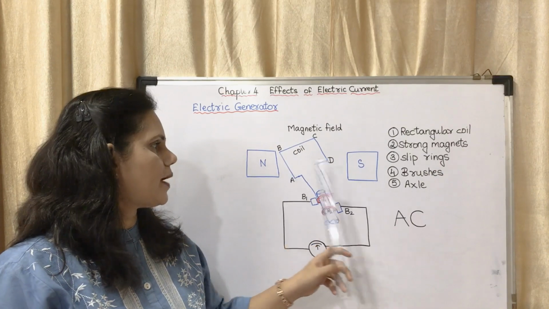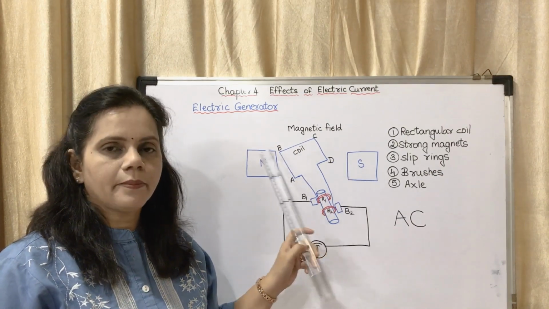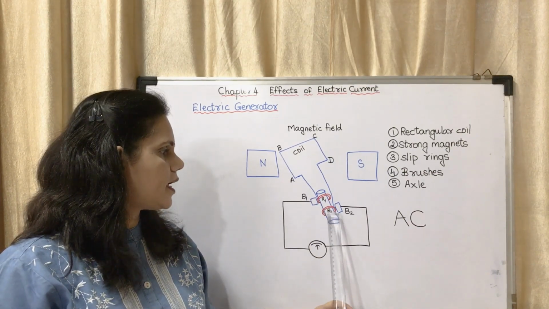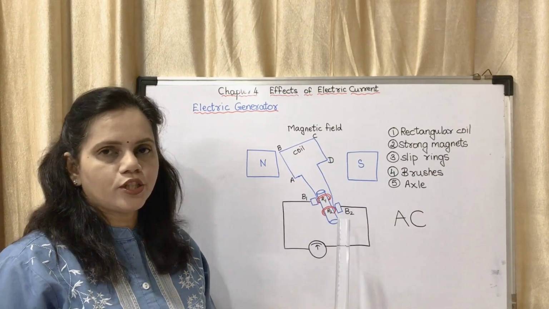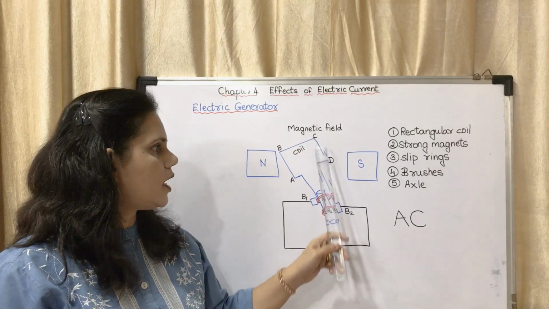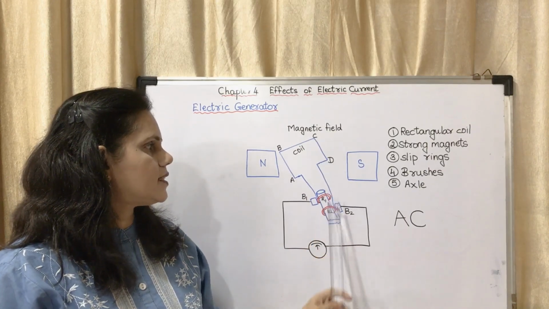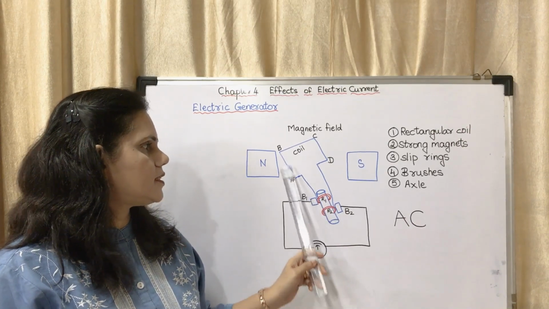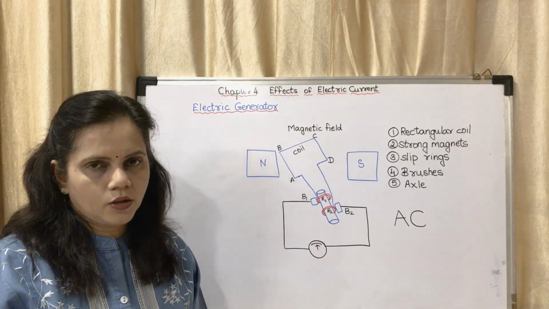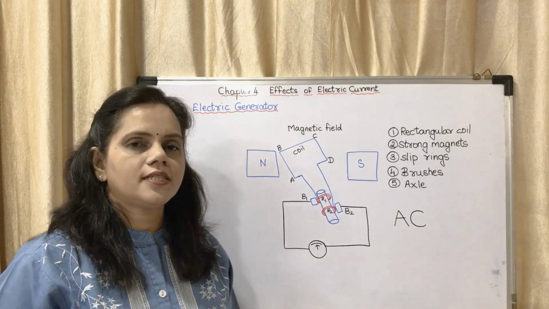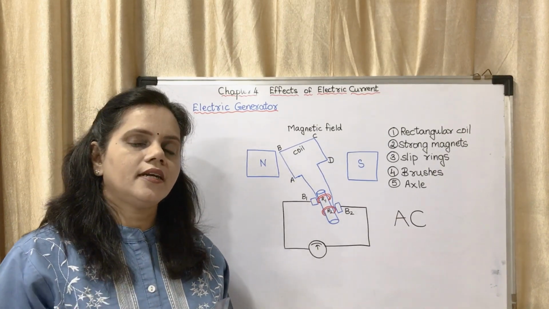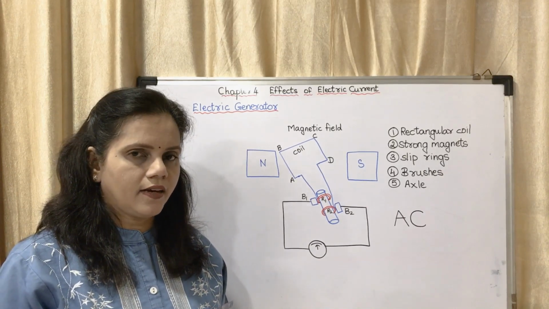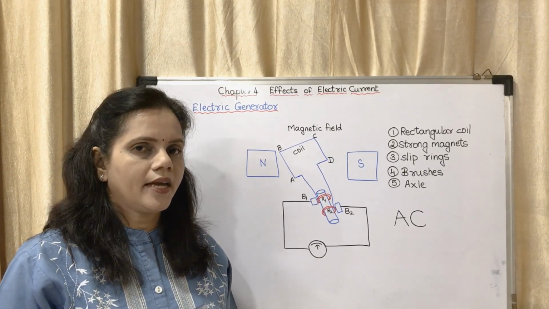There are two magnets, a magnetic field with a north pole and a south pole, and there are two brushes, B1 and B2. B2 is connected to R2, the ring which is connected to CD, and B1 is connected to R1, the ring connected to AB. I repeat, B2 is connected to R2, and B1 is connected to R1.